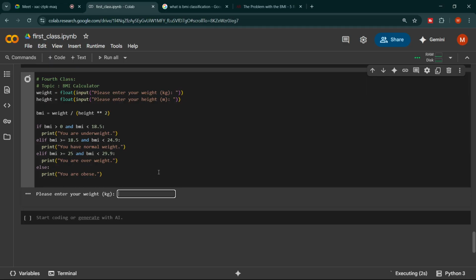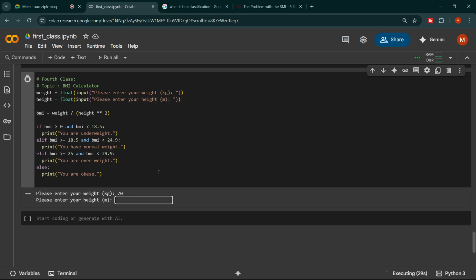So let's say, please enter your weight. Someone has, for example, 70 kg, correct? And then height. Since we have to write the height in meters, okay, look, we can also create a program to convert the height from any other unit to meters. We can also write a program for this.